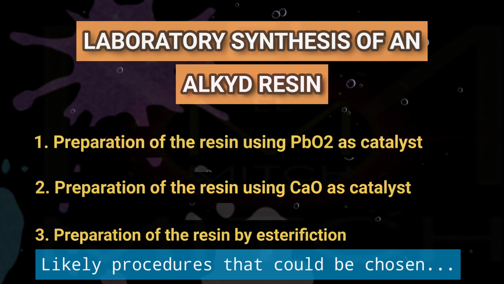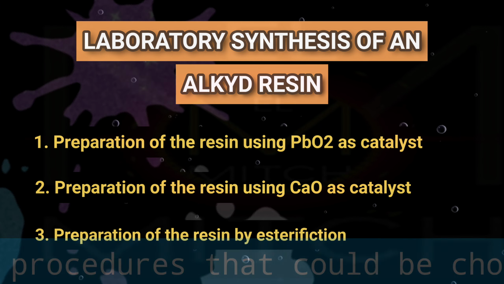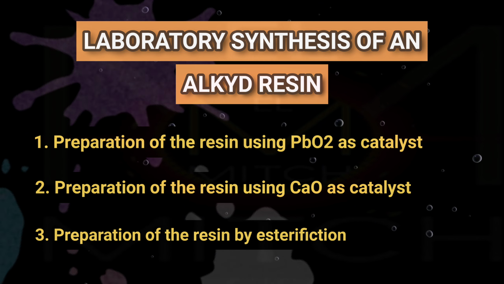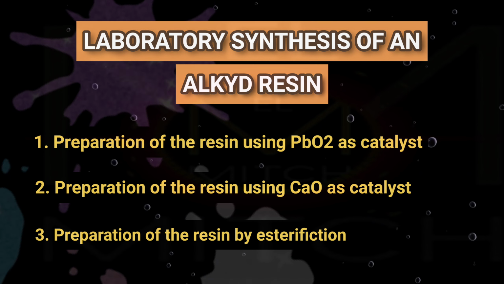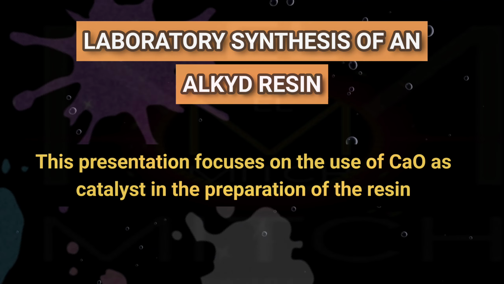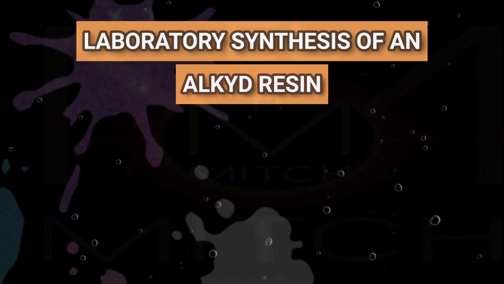Now, the two processes I've just mentioned, the alcoholysis process and the fatty acid process, they all have in common a certain procedure. And these are the three common procedures you have to take to prepare your resin. One is preparation of the resin using lead oxide as catalyst, or you could prepare the resin using calcium oxide, or preparing the resin by esterification method. Amongst these procedures, I shall be explaining the preparation of the resin using calcium oxide as catalyst.